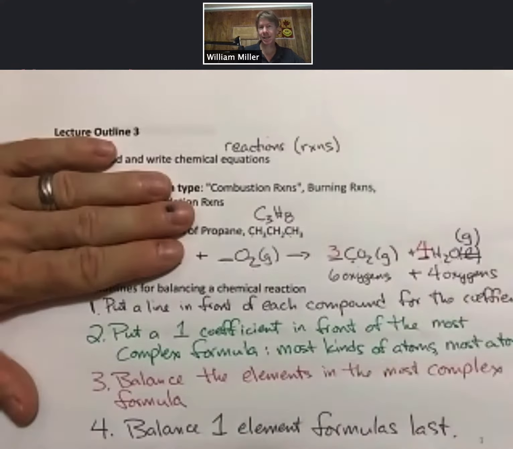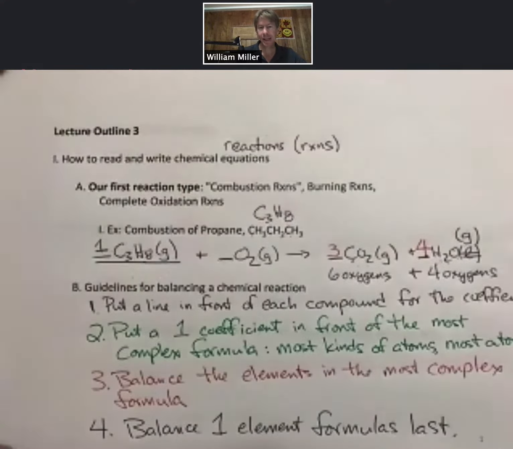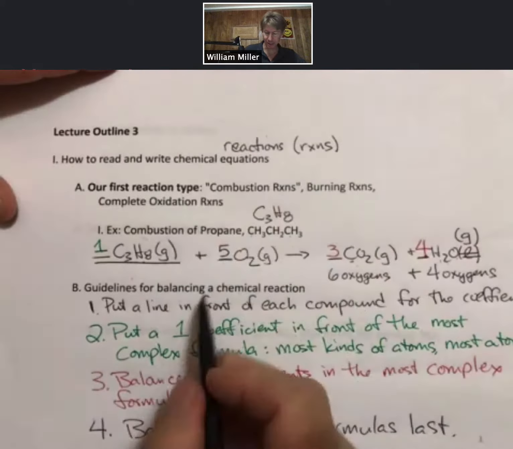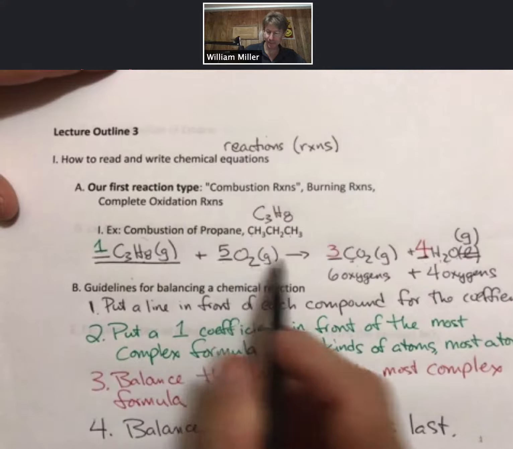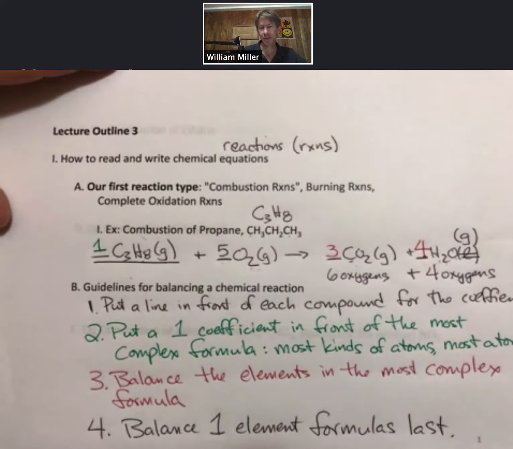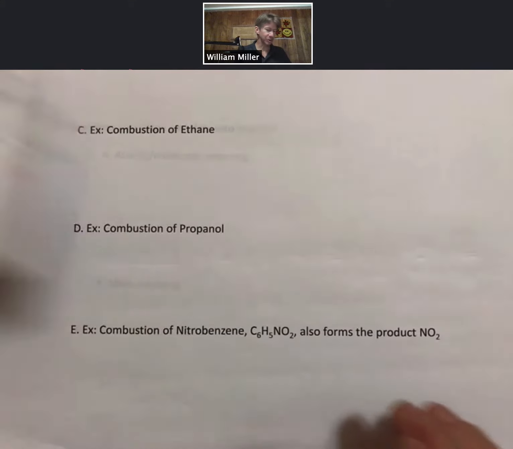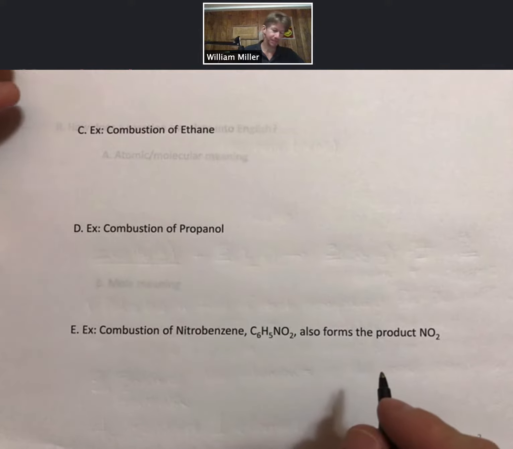So on the product side, I have a total of 10. That means I need 10 on the reactant side. Oxygens come 2 at a time, so I need a 5 here. And I double check: 5 times 2 is 10, and that equals the number of oxygens on the product side. So that's my approach to balancing reactions. Let's try 1 or 2 more examples on the next page.